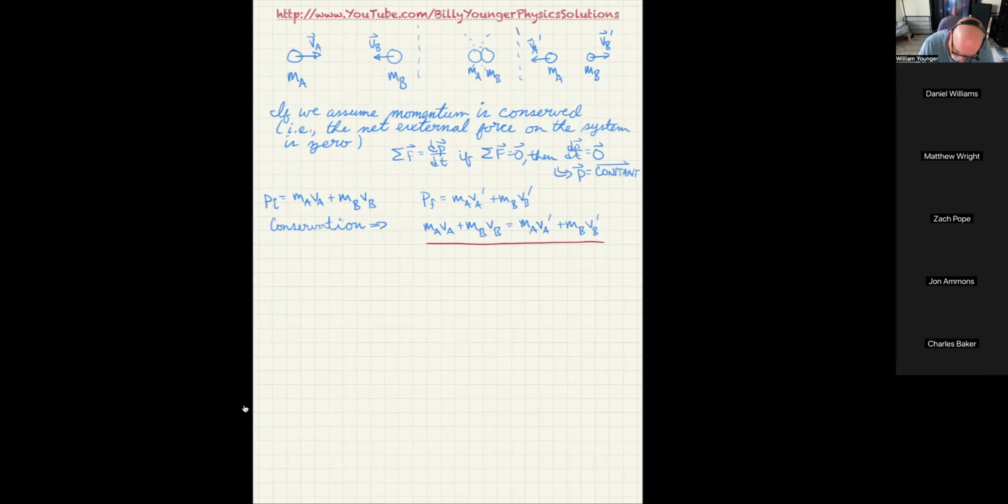Now I've got to introduce the other equation. If the collision is elastic, then kinetic energy of the system is conserved.